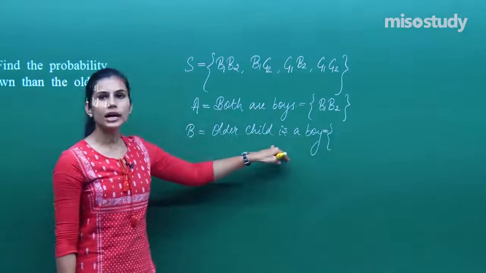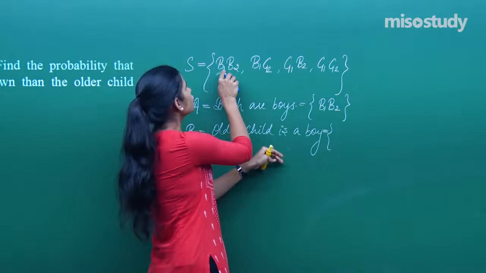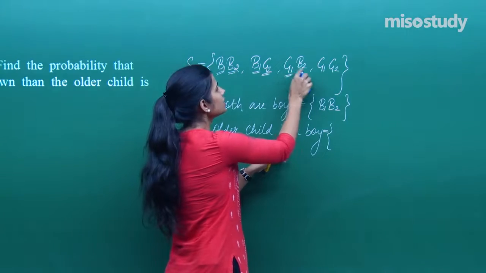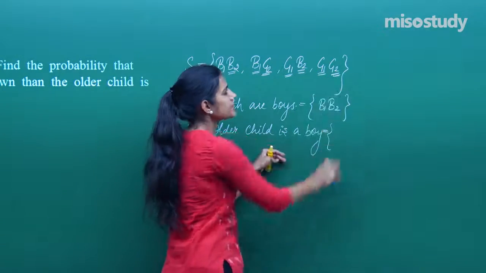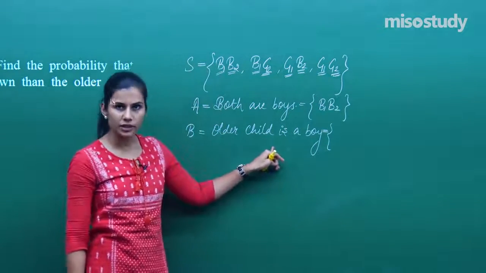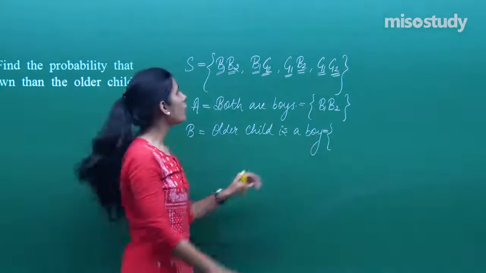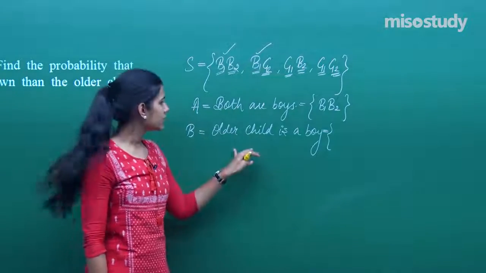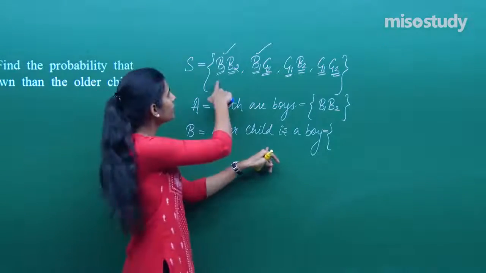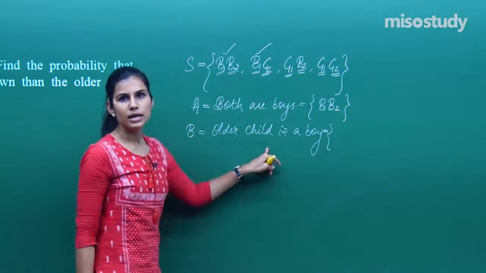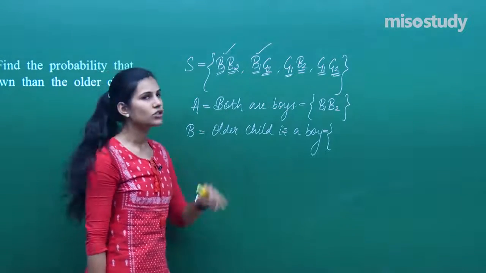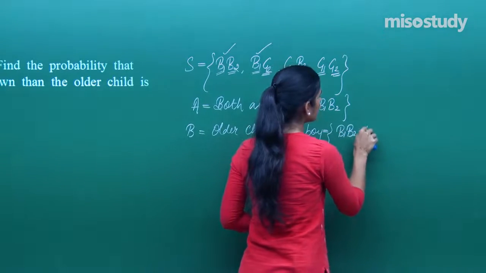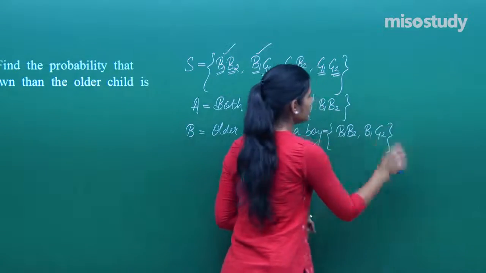Next I have older child is a boy. You can see first child is a boy, second is a boy. First is a boy, second is a girl. First is a girl, second is a boy, first is a girl, second is a girl. Obviously the child born first would be older. I am given that the older child is a boy. That means only this and this I can select as the elementary events favorable to my event B, because only in these two cases the boy is being born before the next child. So older child is definitely a boy. So I have B1, B2 and B1, G2.